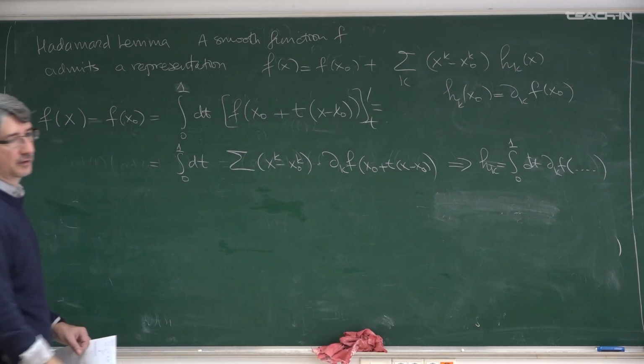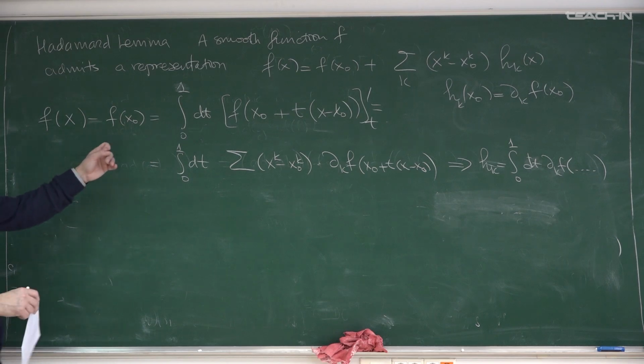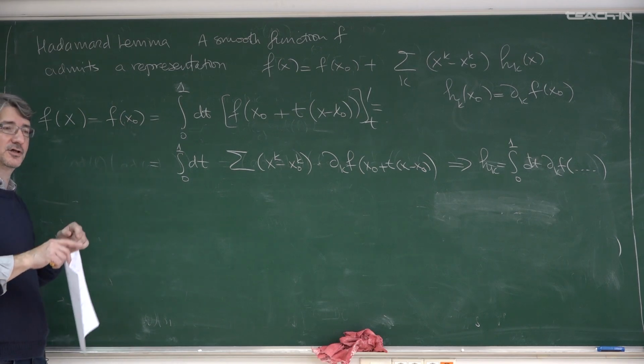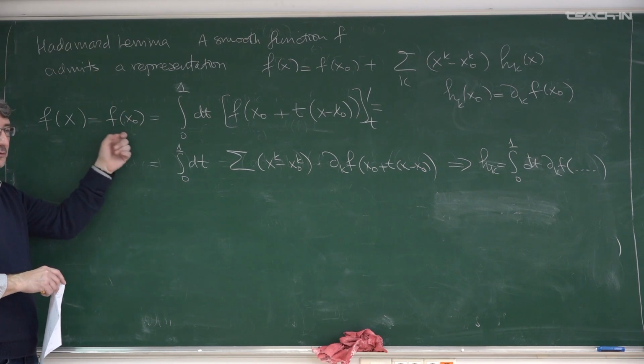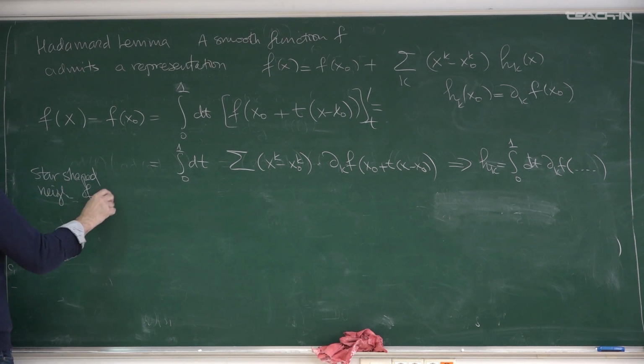If you are very good at calculus, you can say that my Hadamard lemma is stated in not so correct a way, because I need to say the function f is sufficiently smooth, and the neighborhood of point x0 where f is defined should be star-shaped. Otherwise, I cannot consider the segment.